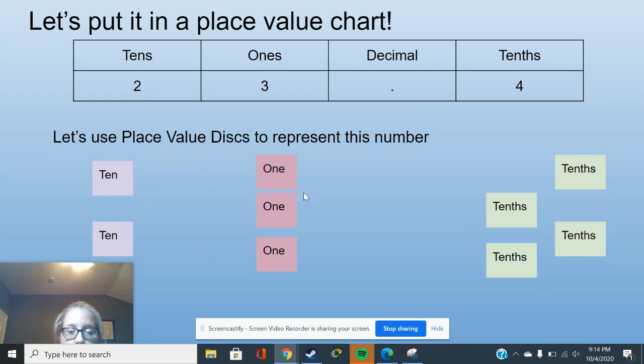I'm going to use these place value discs to help me with expanded form. So again, I want you to think about, what would this number look like in expanded form? All right, let's see if you're correct.